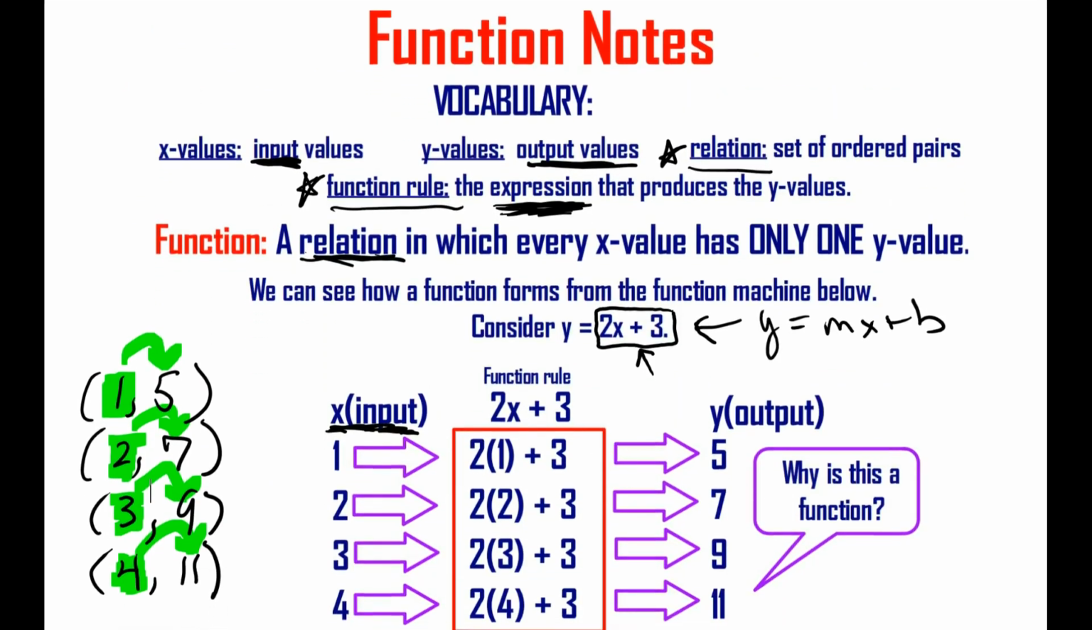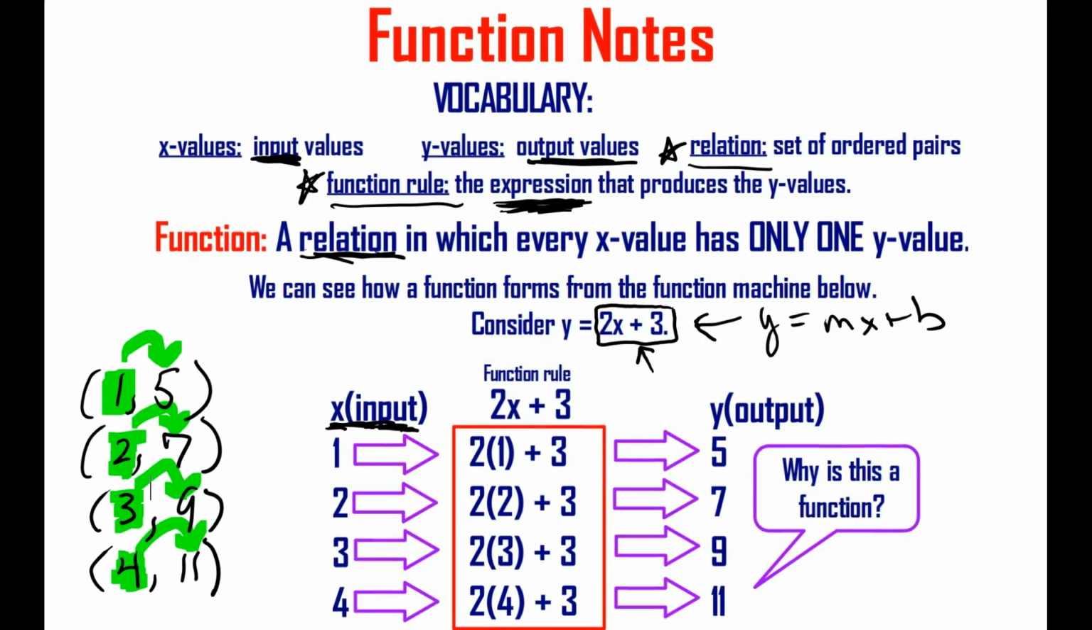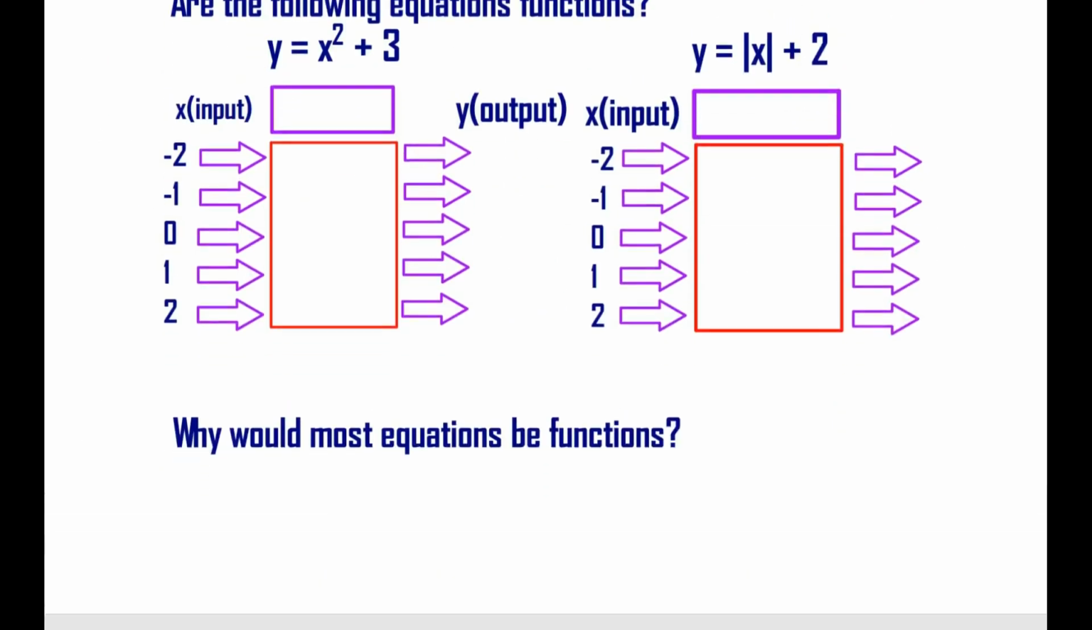So what is that saying? That is saying simply that 1 can only have 5, 2 can only have 7, 3 can only have 9, 4 can only have 11, because a function is a set of ordered pairs, a relation, in which every x value has only one y value. So is this a function? Yes, it is a function. Why? Because every x value has only one y value. That's it, y'all. That's what a function is. Telling you, it's going to be simple. Told y'all. Think I'm playing.